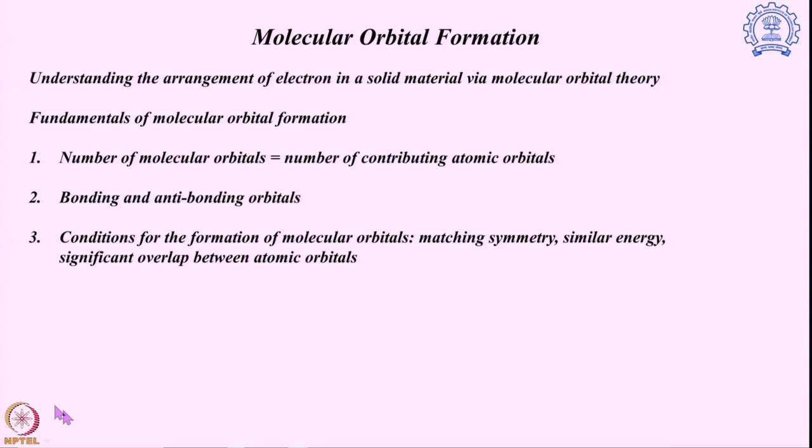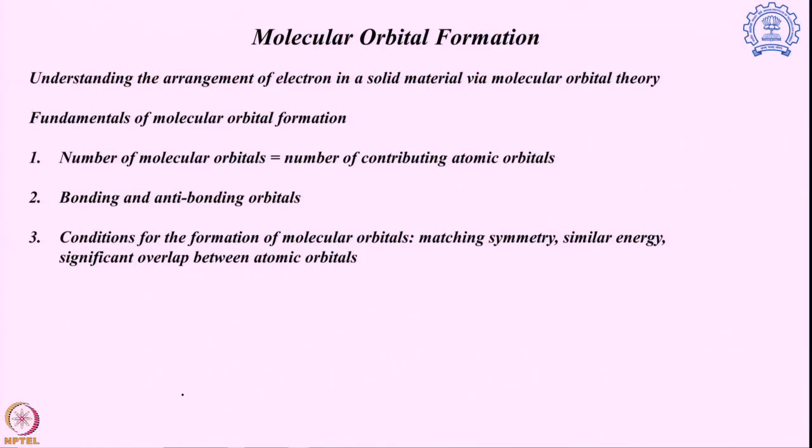Now, coming to the next picture, we generally talk about the electronic arrangement through the molecular orbital theory. This molecular orbital theory has been discussed in detail in the previous section where we discussed the structure of small molecules, and that can be extended even to the solid form. But before going to the details of the solid, let's have a quick look back at the fundamentals of molecular orbital formation. So, molecular orbital theory generally comes as follows.